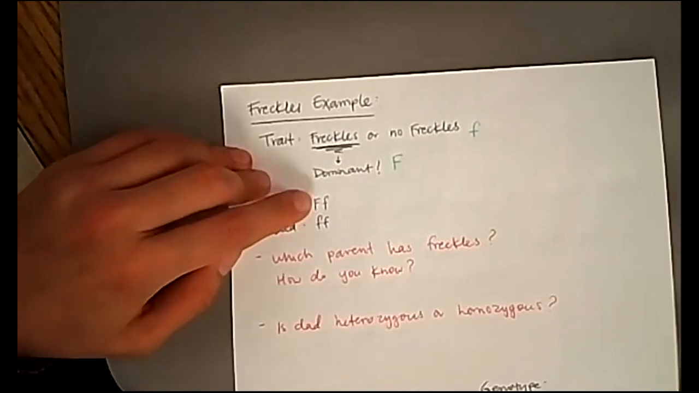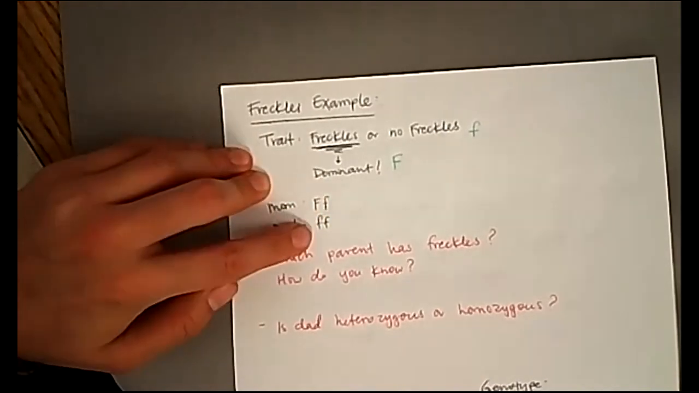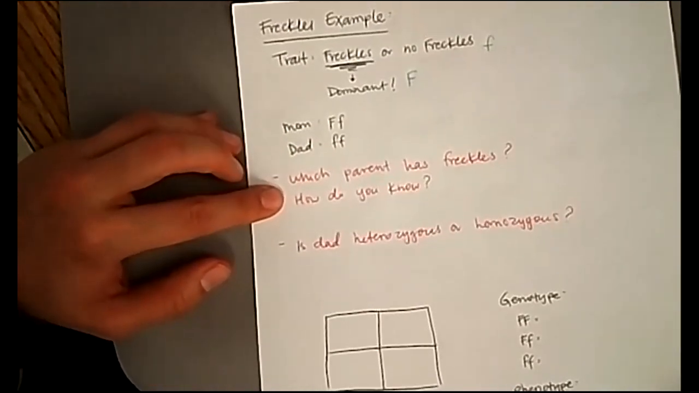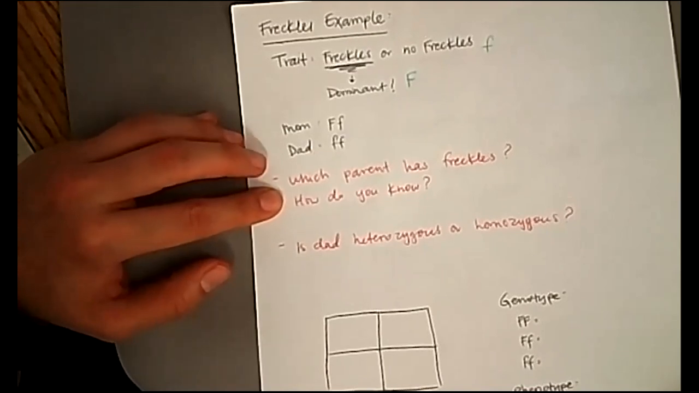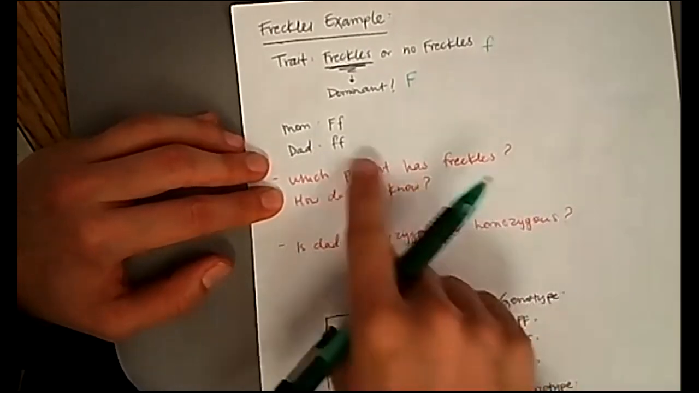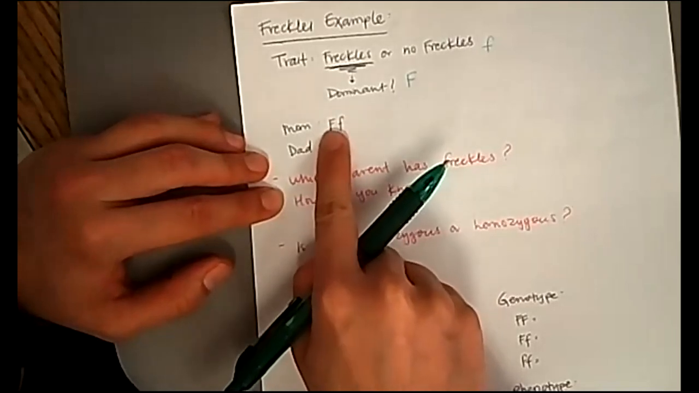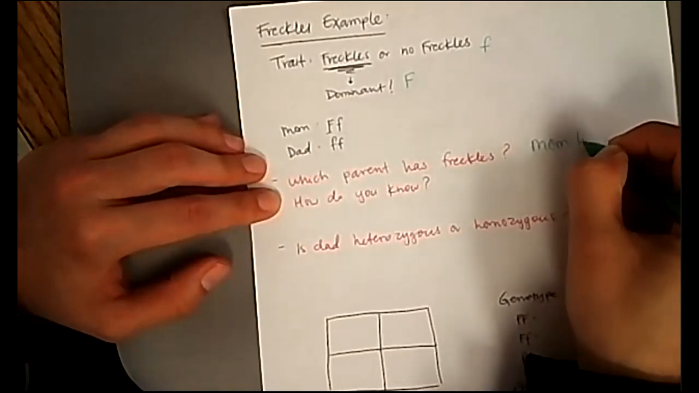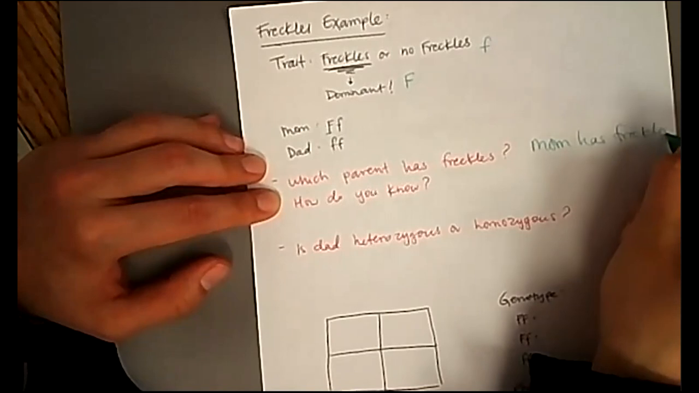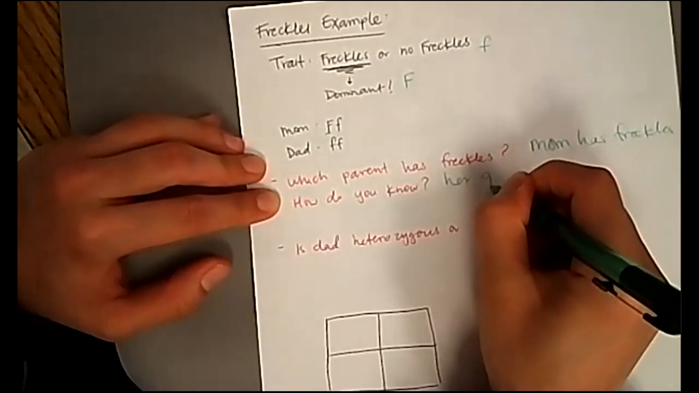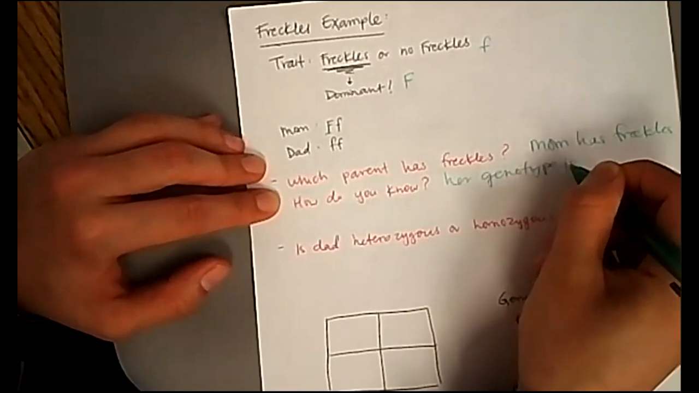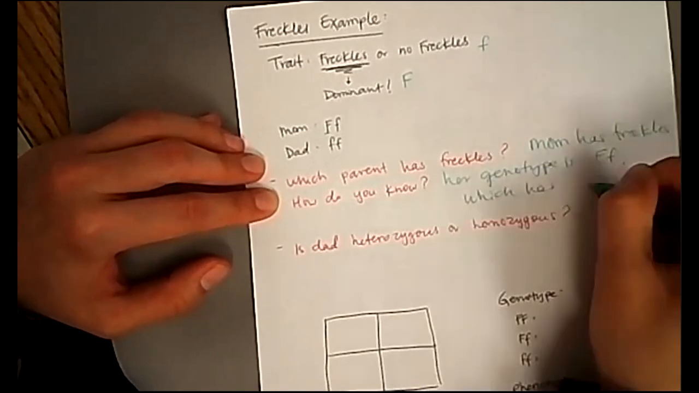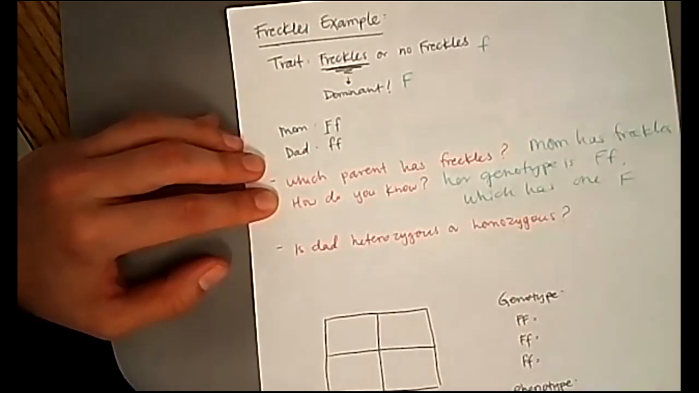Now we're going to look. They gave us the mom's genotype, which is capital F, lowercase f, and they gave us the dad's genotype, which is lowercase f, lowercase f. Now the question first off asked us, which parent has freckles? Well, freckles are dominant, so we're looking for which parent has a capital F. And out of these two, only the mom has a capital F right here, right? So that means the mom has freckles. And how do we know? Her genotype is capital F, lowercase f, which has one capital F, which means it's dominant.